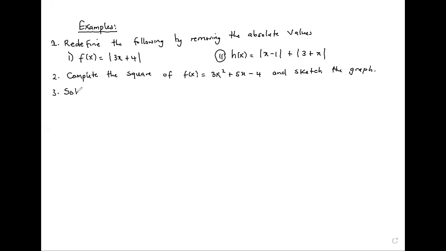Three. So the inequalities: 1, x plus 1 is less than 4. 2, 3, x minus 2 is greater or equal to 5. 3, x plus 1 over 2x is less or equal to 1.